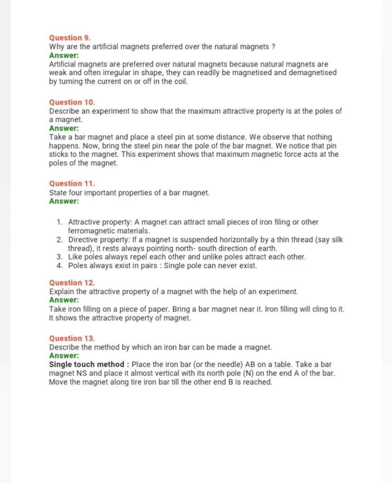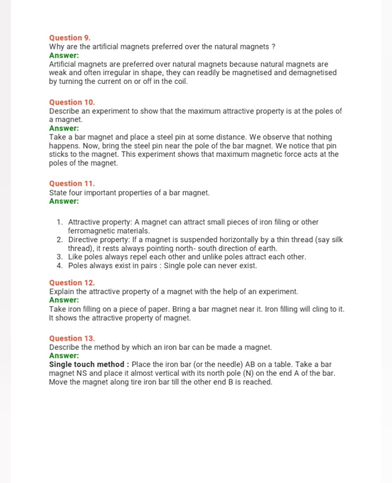Question number 11. State 4 important properties of a bar magnet. Answer. Number 1. Attractive property. A magnet can attract small pieces of iron filings or other ferromagnetic materials. 2. Directive property. If a magnet is suspended horizontally by a thin thread, say silk thread, it always rests pointing in the north-south direction of Earth.